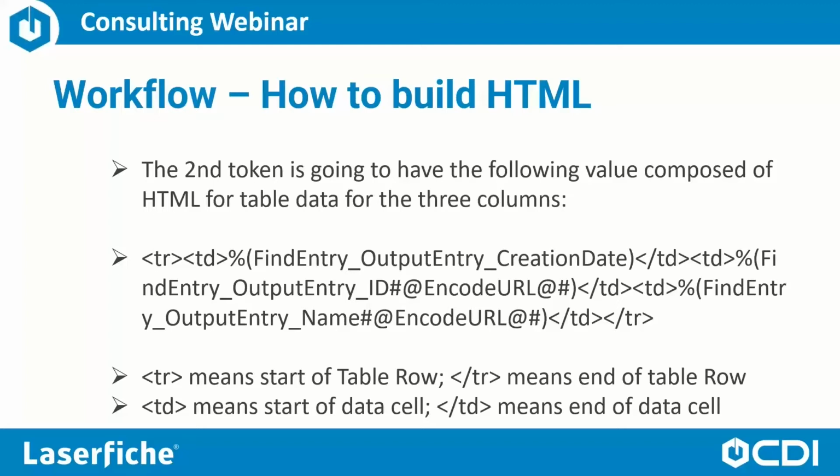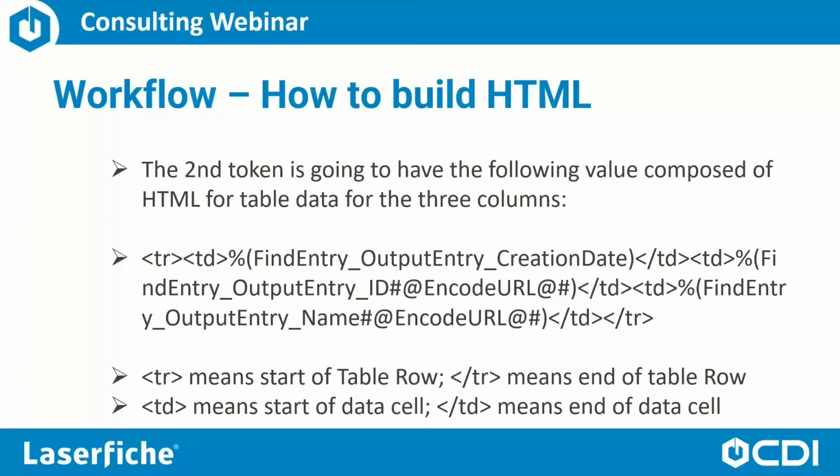The second token activity is going to have the found information. So again, we see that TR surrounding the entire row here. Now, TD in this case is the data in the cell. And we're going to use a token that is coming from the information we are pulling back. So if the information is the creation date from that found entry, then great, for that one found entry we're going to insert that date. We're going to insert the ID number, and we're going to insert the entry name.